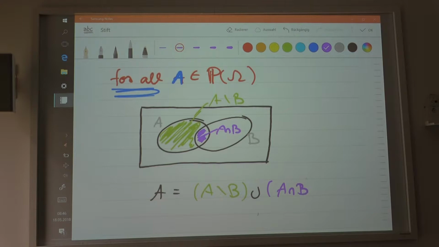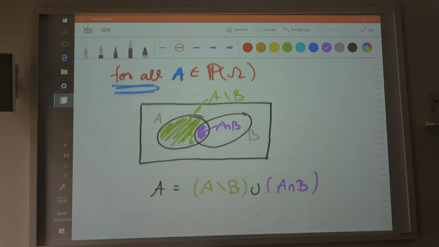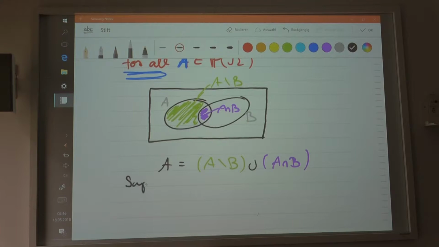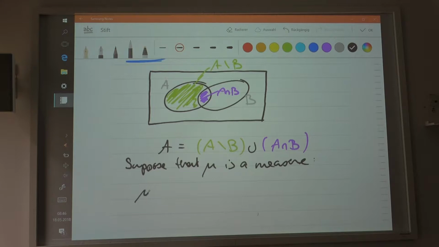You see this, okay? Now, suppose that U is a measure. In that case, the measure of the set A will be equal to the measure of the union here on the right.